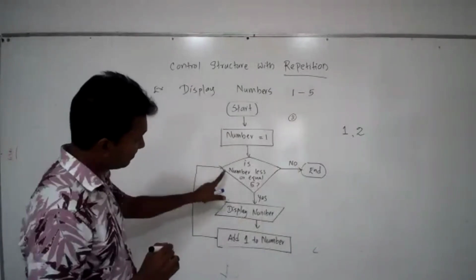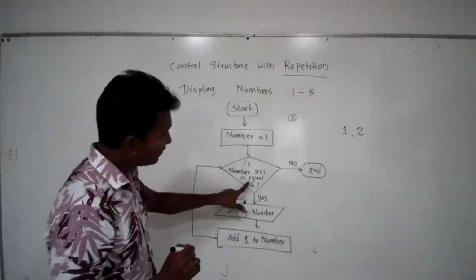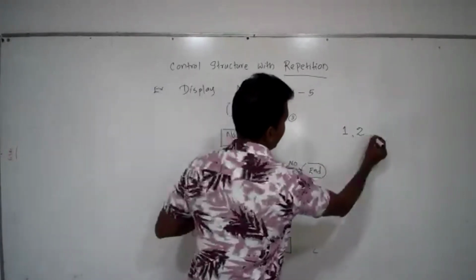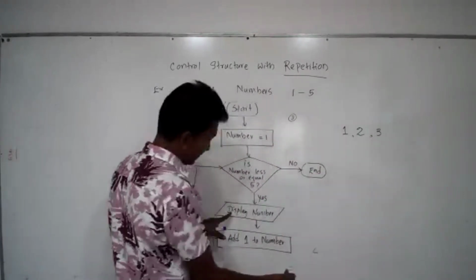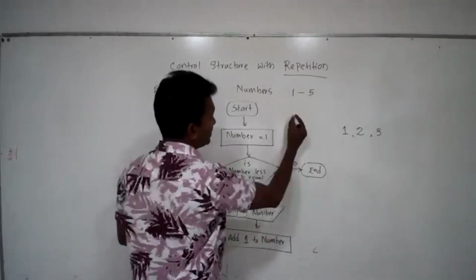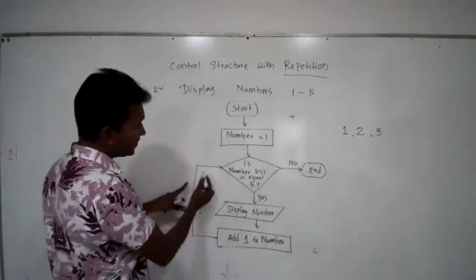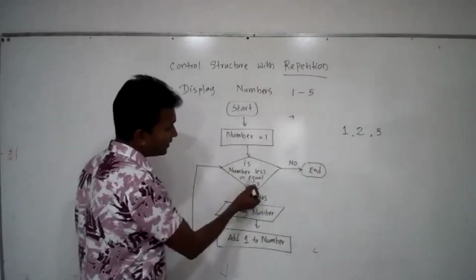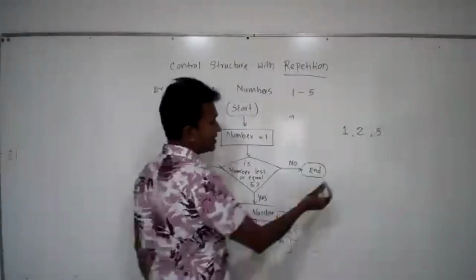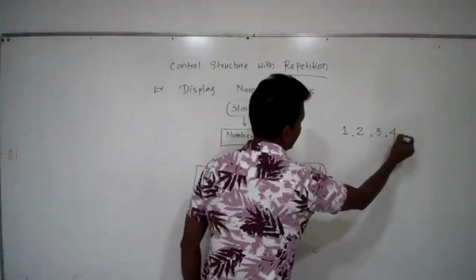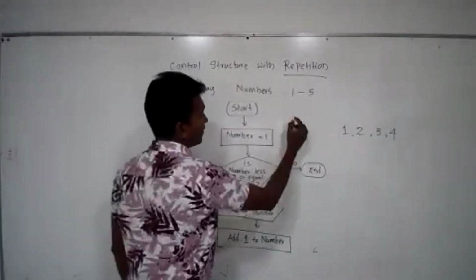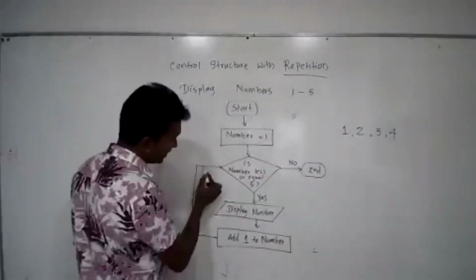Again go to this step. Is number less than or equal to 5? Yes, 3 is less than 5. Then display number. Again add 1 to number. That means the new number is now 4. Again go to this place and ask, is number less than or equal to 5? Yes. 4 is less than or equal to 5. If it is yes, display number. Add 1 to number. Now number is 5. Again go to this place.